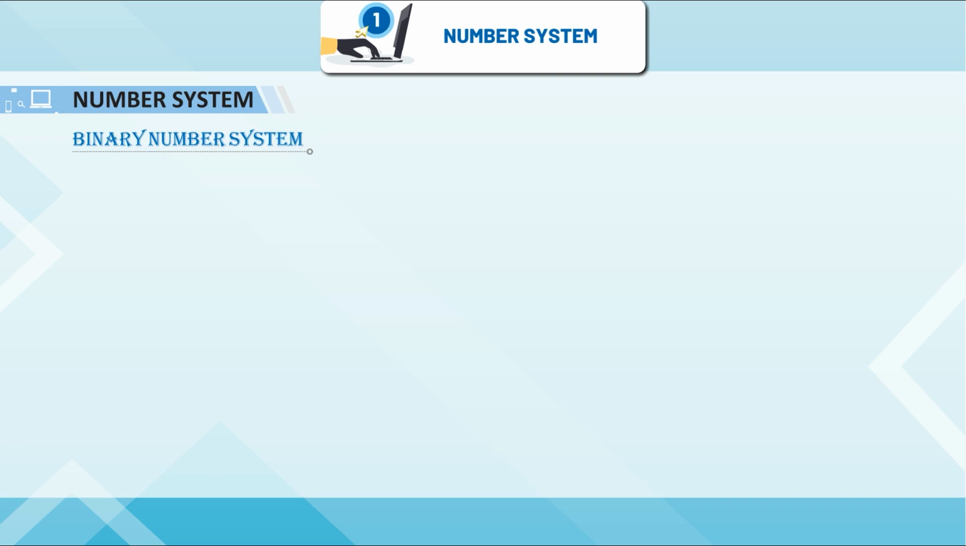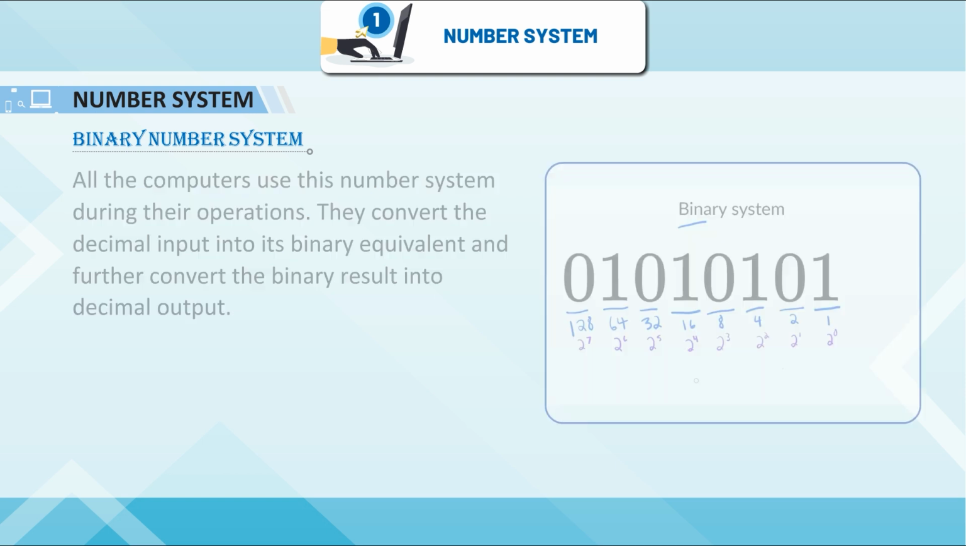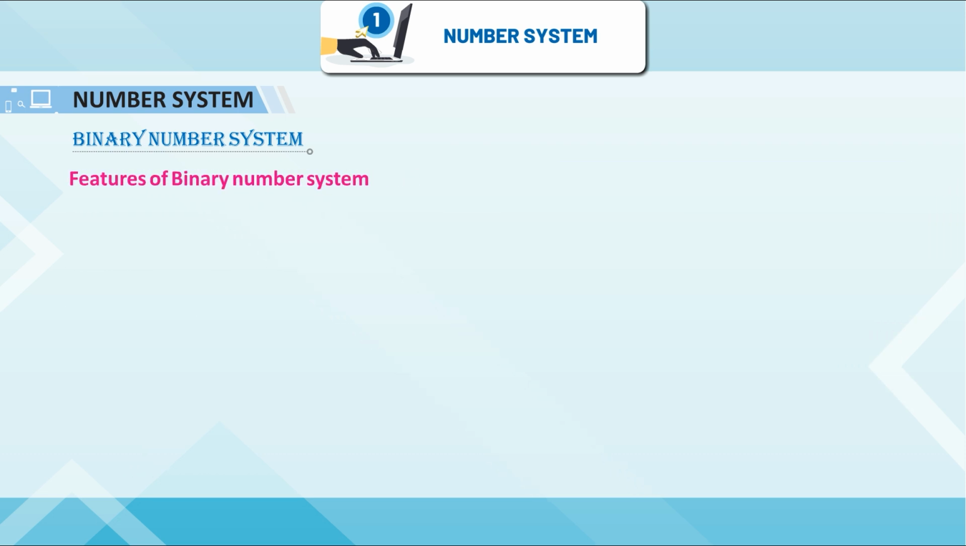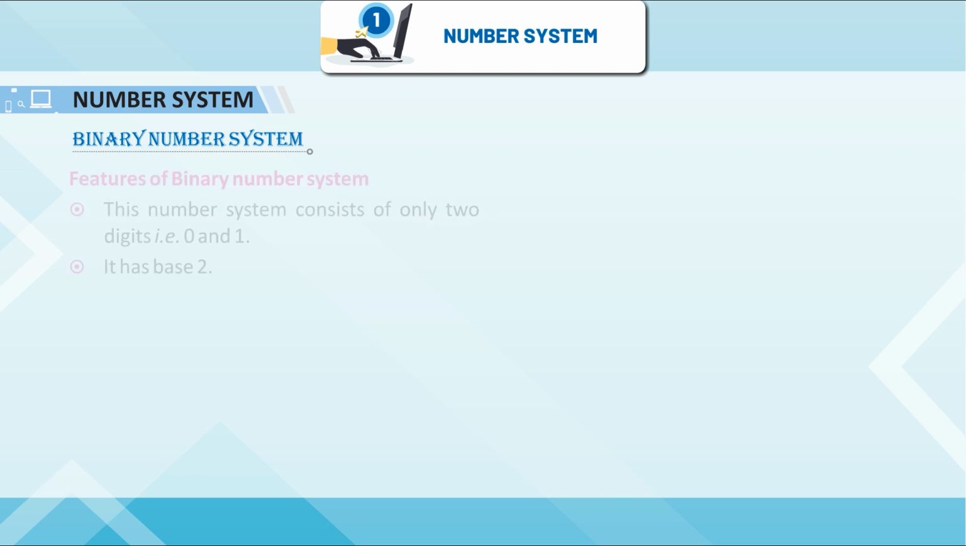Binary number system. All the computers use this number system during their operations. They convert the decimal input into its binary equivalent and further convert the binary result into decimal output. Features of binary number system. This number system consists of only two digits, that is 0 and 1. It has base 2. Example, 101 with base 2, 1101 with base 2, etc.